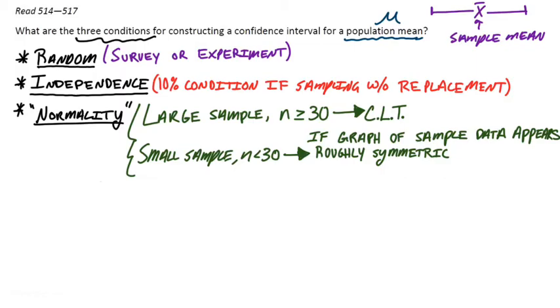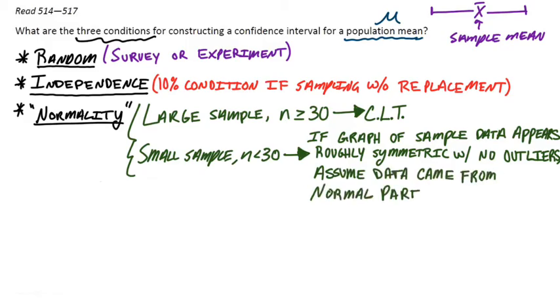So if we're given a graph of the sample data, and it doesn't look overly offensive, and by that I mean you might consider it symmetric and there's no outliers on the graph, then we'll just go ahead and assume that the data came from a normal parent population, so that the parent population was normal. So as long as there's not any crazy outliers and we have the sample data, we're looking at it, it's safe to assume that the data came from a normal parent population.